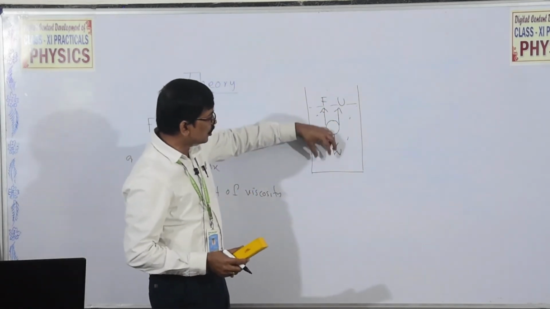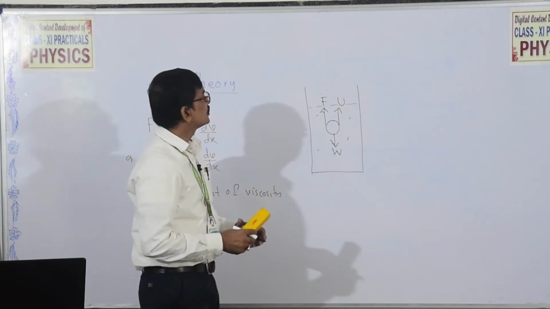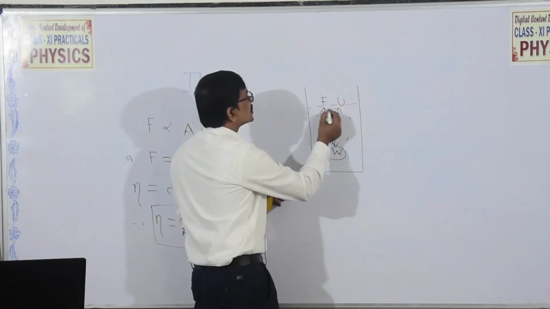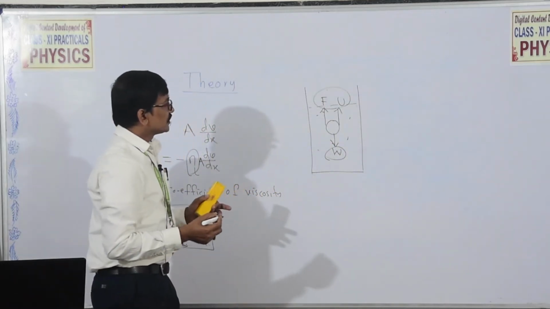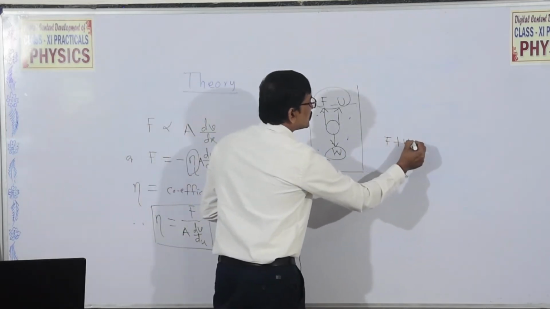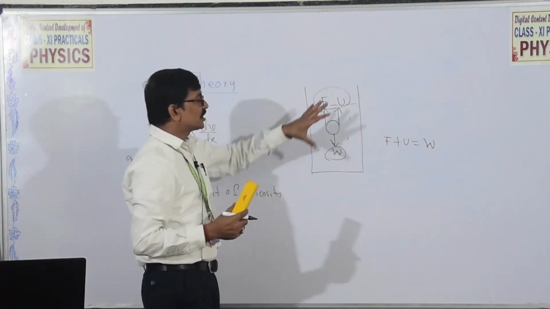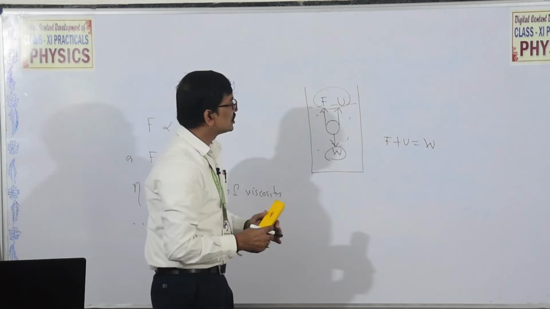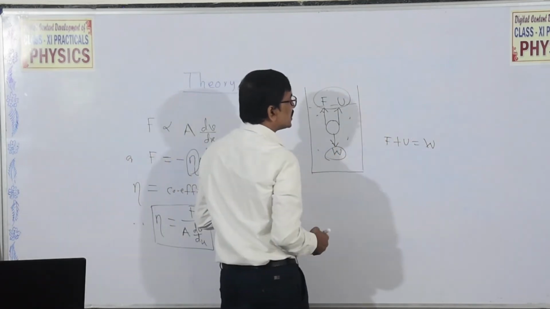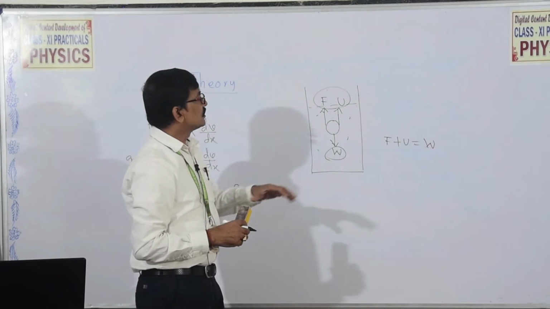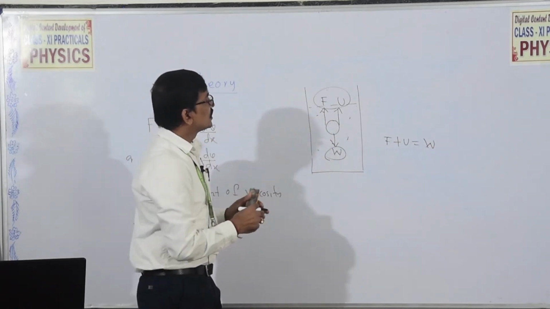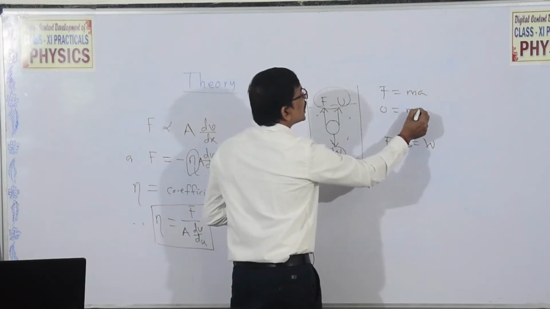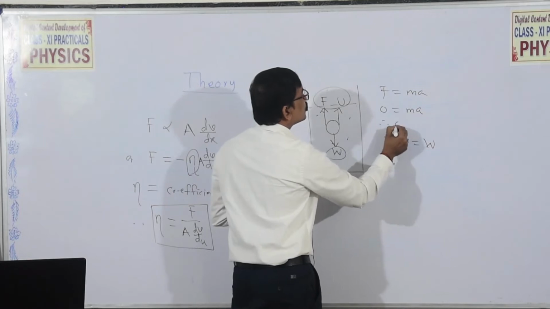When the body moves down, a stage will come when the net force on the body will be zero. That means the net downward force equals the net upward force, that is F plus U equal to W. The magnitude of the net upward force equals the magnitude of the net downward force. Therefore, the net force in this case equals 0. When the net force equals 0, the acceleration is 0. Since F equals ma, when force equals 0, ma equals 0. Therefore, a equals 0.